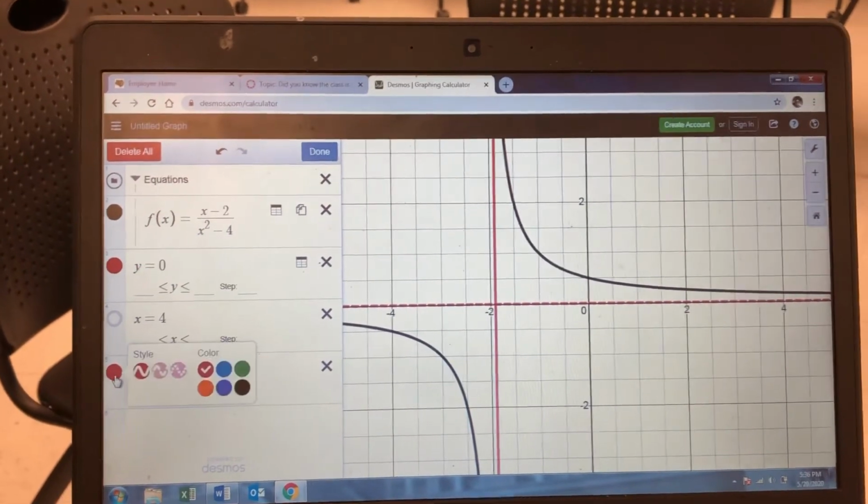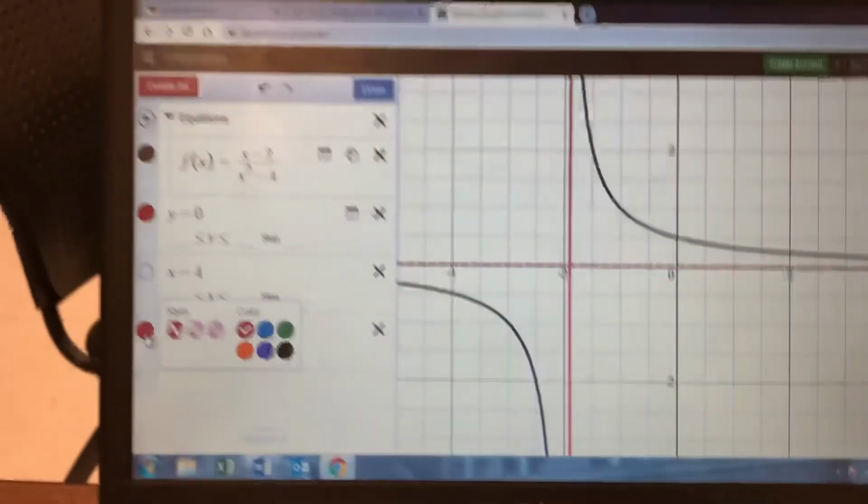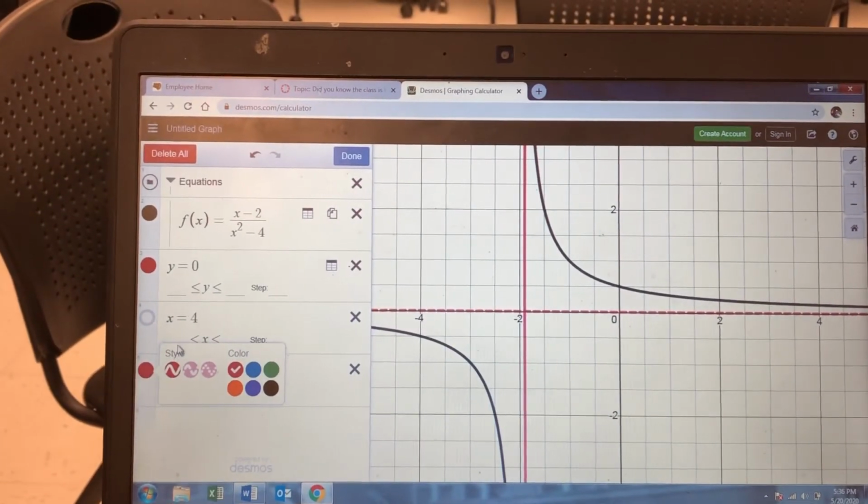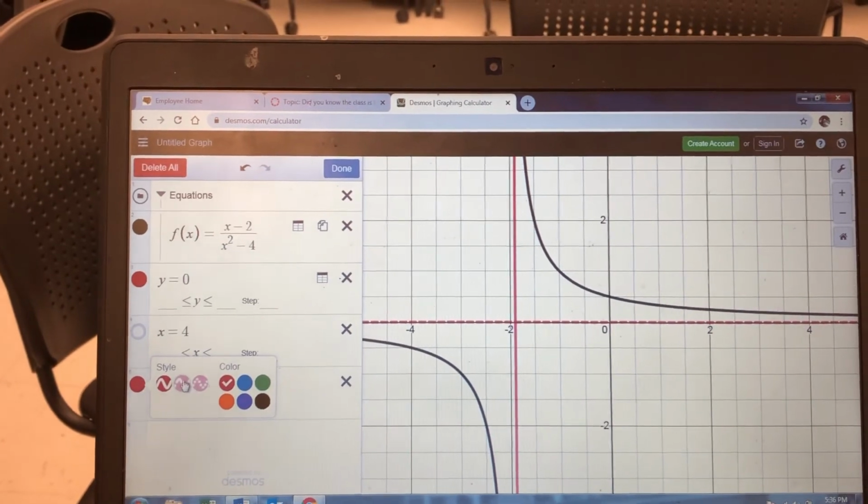Being real persnickety here, but it's been a long day. In case you're wondering, the time is currently 5:36 p.m. But might as well do it really nice.